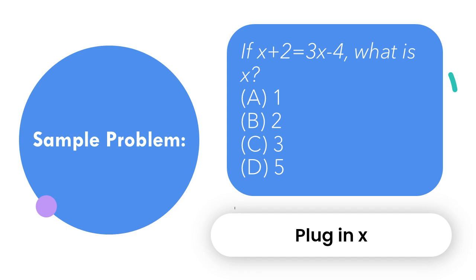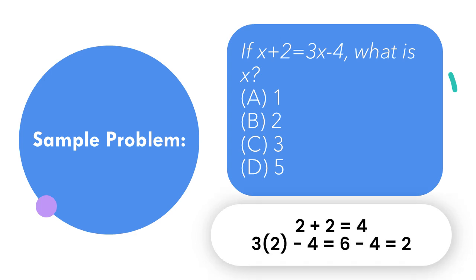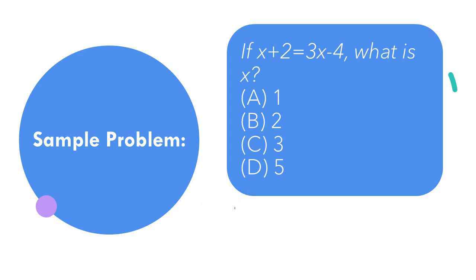Let's try x equals 2 and substitute it into both sides of the equation. Left side, 2 plus 2 is equal to 4. Right side, 3 times 2 is equal to 6. Is 4 equal to 6? Oh, 4 is not equal to 6. So x equals 2 is incorrect.